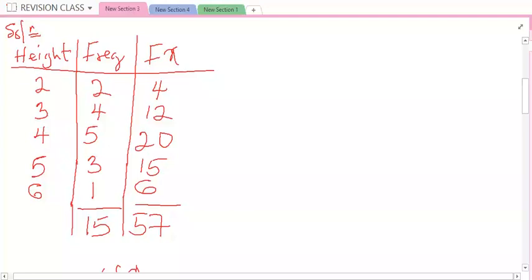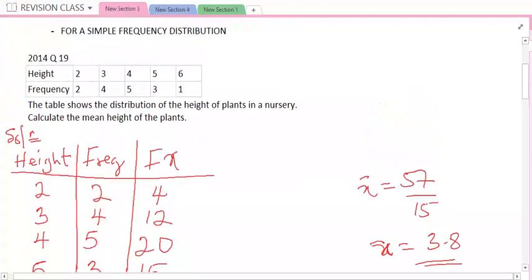So you can come here and say the mean is, what is summation fx? That's 57. So you have the mean is 57 over, what is summation f? That is 15. So your mean is going to be 57 divided by 15. That will give me 3.8. That is the mean. That will be the answer to 2014 question 19.